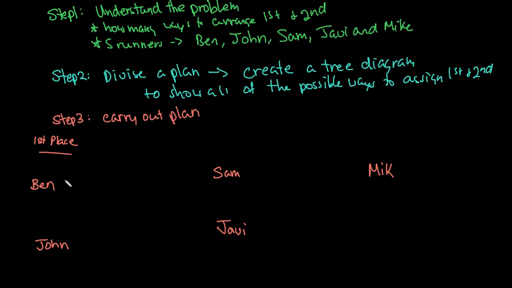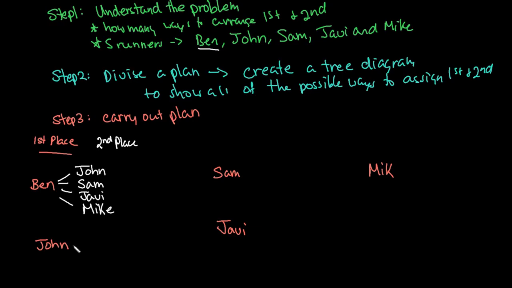Okay. For second place, anybody but the person that came in first could come in second. So since we have Ben listed, John could come in as our second place winner after Ben. Sam could come in second place after Ben. Javi or Mike. So if Ben comes in first place, it is possible to have either a Ben and John in first, second, Ben and Sam, Ben and Javi, or Ben and Mike. And then we're going to just continue the same thing for each of the runners. So the white is going to represent second place.